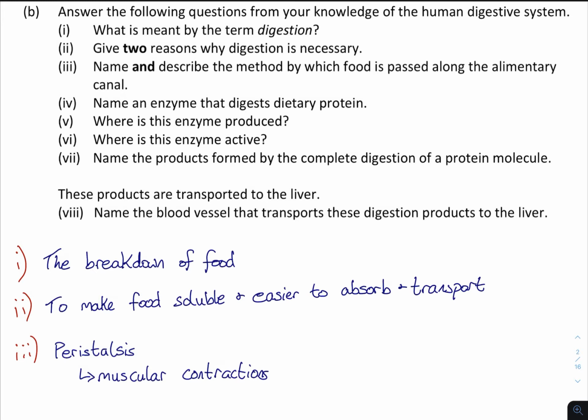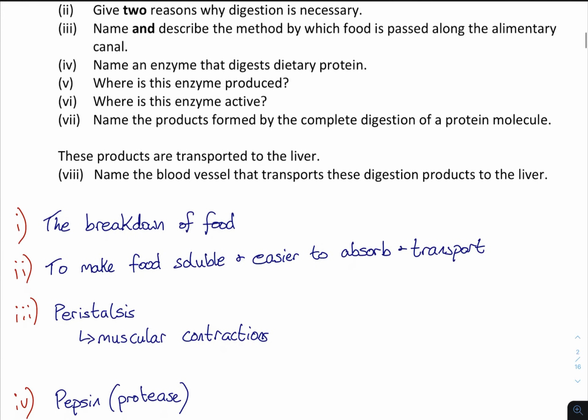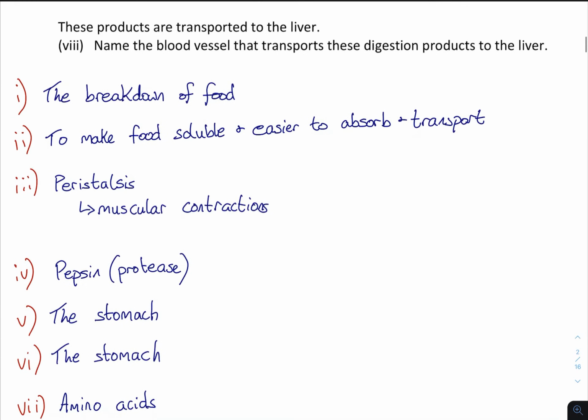Name an enzyme that digests dietary protein. Where is this enzyme produced? Where is it active? And name the products. Now, part IV was actually okay, but the next 2 parts were a problem for some people. So pepsin is the correct answer for that. Pepsinogen is the inactive form, and pepsin is the active form, and it becomes activated by a low pH due to the HCl. Some people know it as protease, you can call it that too.